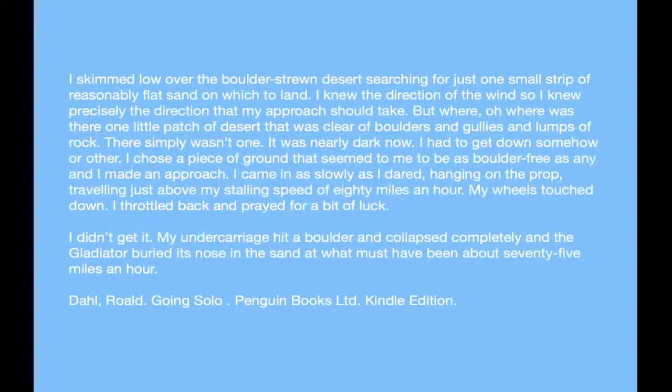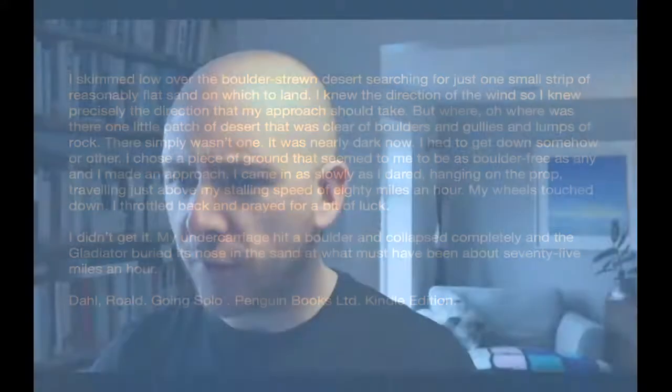Now we've got the end of the passage. I'd like you, please, to have a look at the shorter sentences here. So he uses them throughout. "So I skimmed low over the boulder-strewn desert, searching for just one small strip of reasonably flat sand on which to land." So that's obviously quite a long sentence, that first one. And that's playing its part too. Remember, Roald Dahl is flying in that plane. He's looking for that place to land.